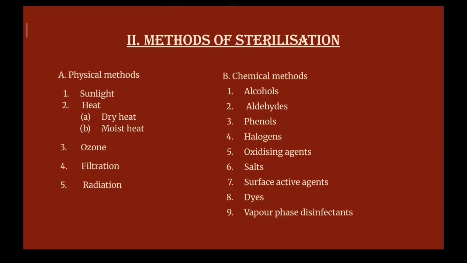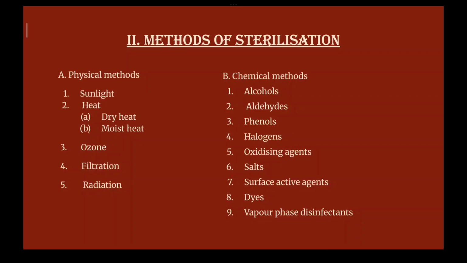Now, filtration is another method where bacterial filters are used. It is a type of sieve which filters out the bacteria. But the disadvantage of filtration is that viruses are very small compared to the bacteria, so viruses cannot be filtered by this method. Radiation is another method that is used to kill the microorganisms. We'll be dealing with it in another video.